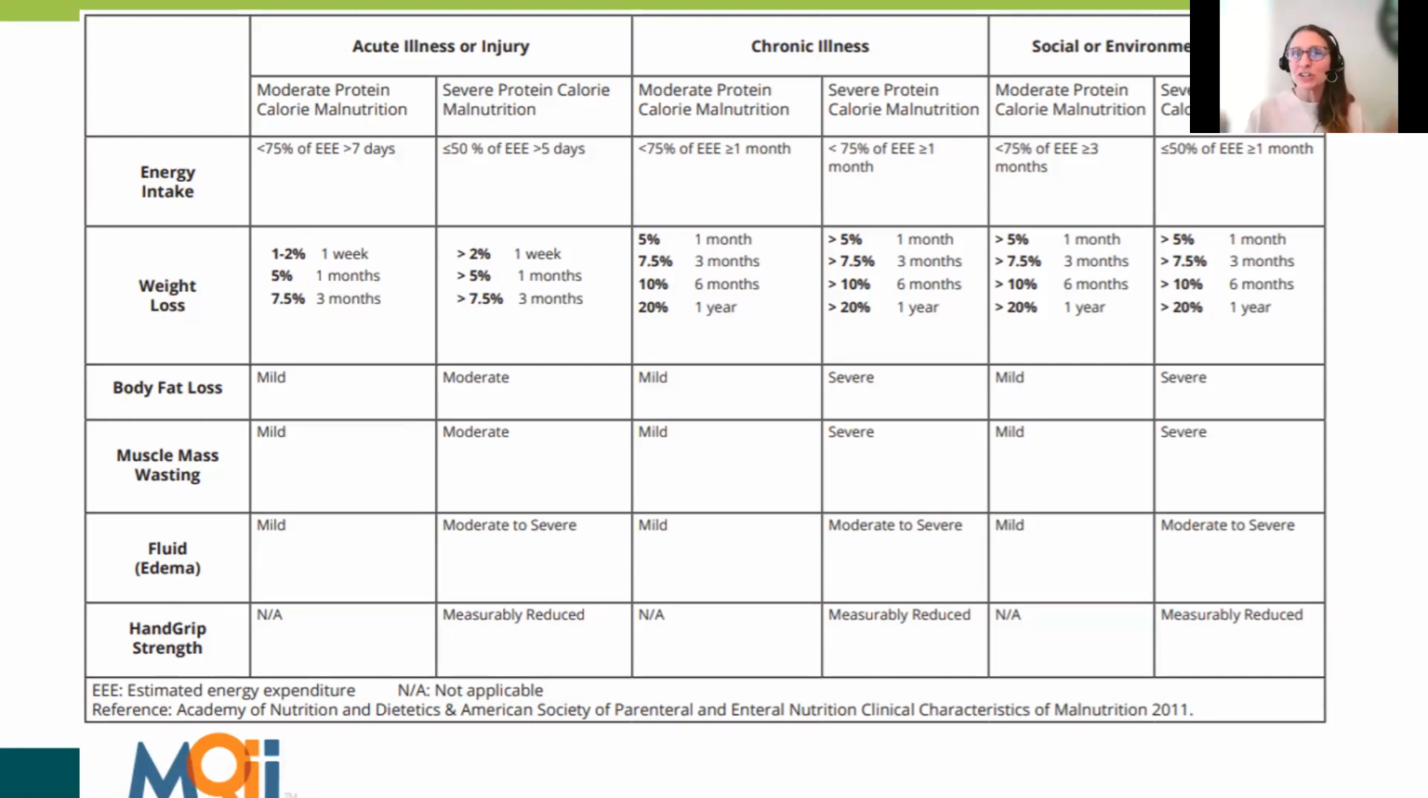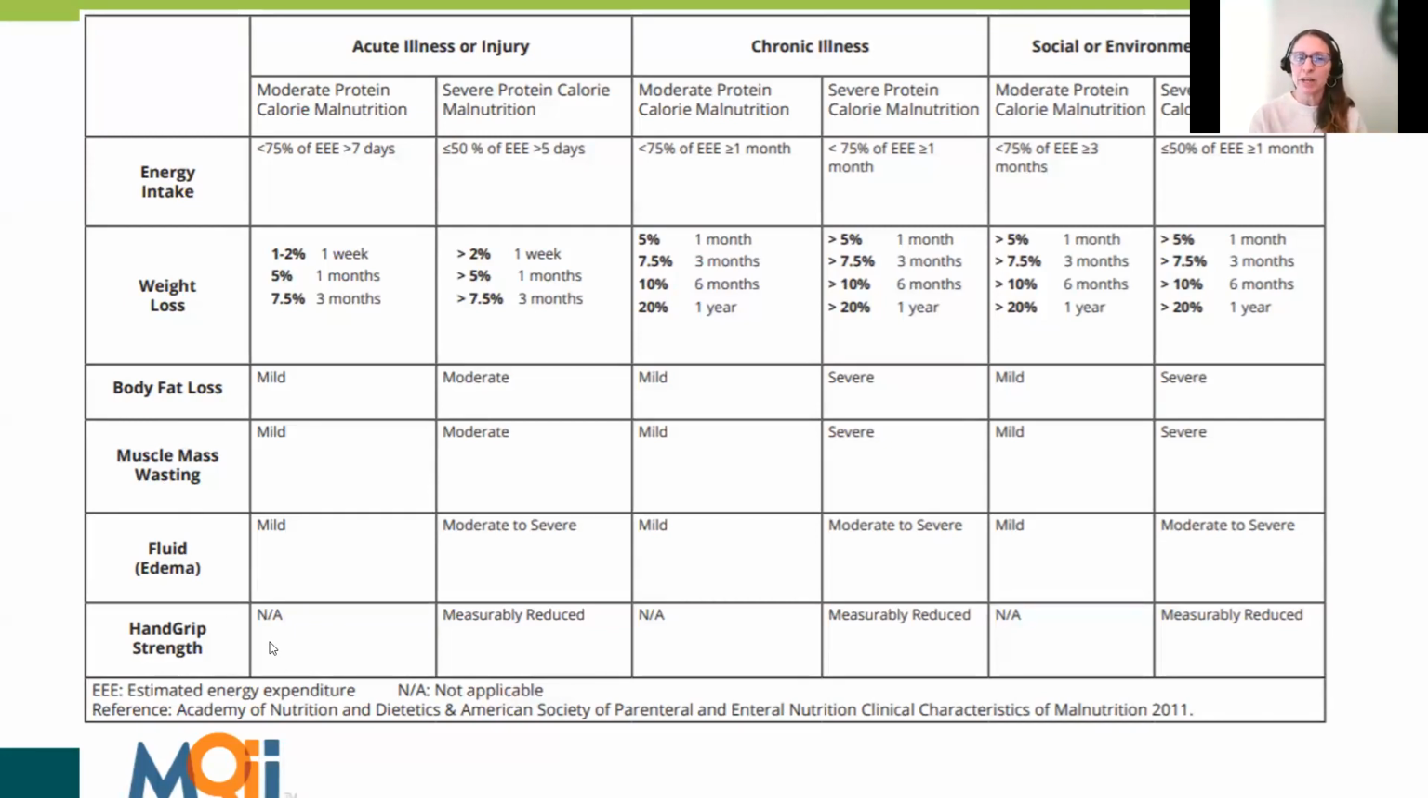Let's look at what's going on here. What are all those internal and external factors that are contributing to that poor energy intake? Have they had weight loss? Maybe it's 1 to 2% within 1 week, or 5% within 1 month, or around 7.5% in 3 months. It gives you an idea of how much weight loss matters. And notice that we're not just looking at pounds here, we're looking at percent, because a 5-pound weight loss in somebody who's 250 pounds might not really be very significant over a short period of time, but in somebody who weighs 95 pounds, a 5-pound weight loss is a significant percentage. We're also looking at body fat, muscle wasting, fluid, and hand grip strength.